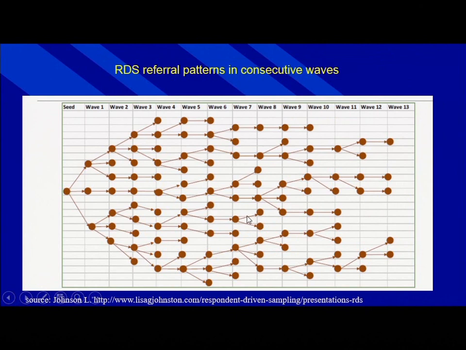This picture shows an RDS sample's referral patterns as it goes forward in different waves. The seeds are here on the left, and these are the referrals. As we go forward, here we have 13 different waves. Usually the RDS sampling stops at wave 8 because saturation has been reached. So if you sample more, it will not change the resulting sample.